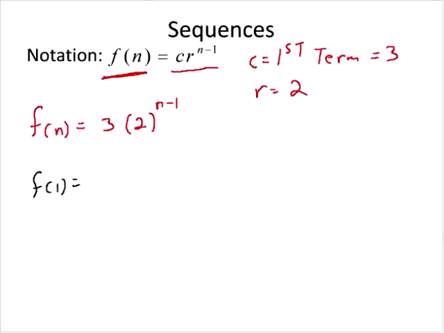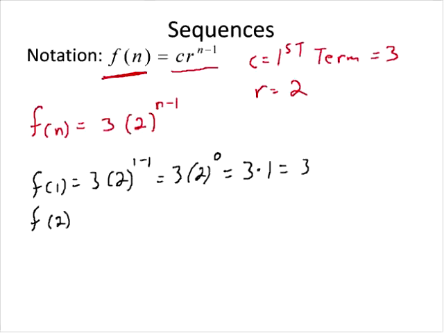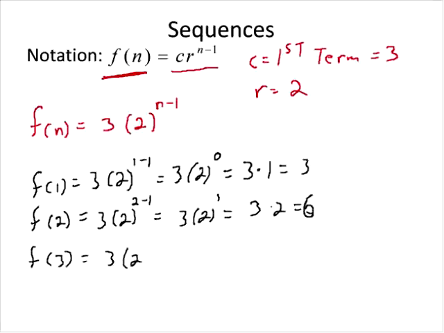Well, let's check that. If f of 1 is our first term, we should have 3 times 2 raised to the 1 minus 1 power. Well, 1 minus 1 is 0, so 3 times 2 to the 0 power, and anything raised to the 0 power, remember, is a 1. So I get 3 times 1, which is just 3. And that is the term we started with. f of 2 is going to be 3 times 2 raised to the 2 minus 1 power. That's 3 times 2 to the first power. 2 to the first power is 2, so I get 3 times 2, which is 6. And sure enough, 6 is our second term.